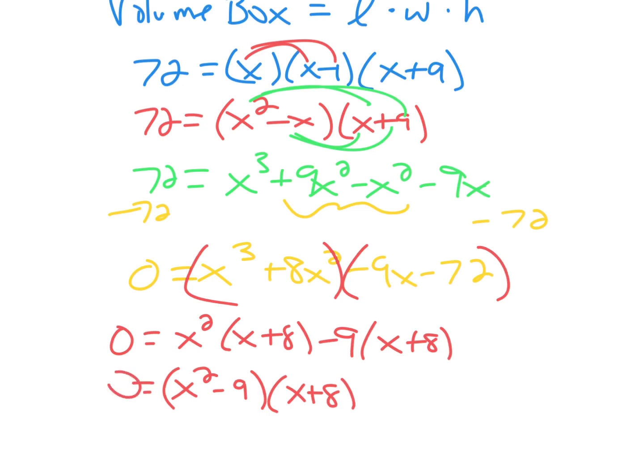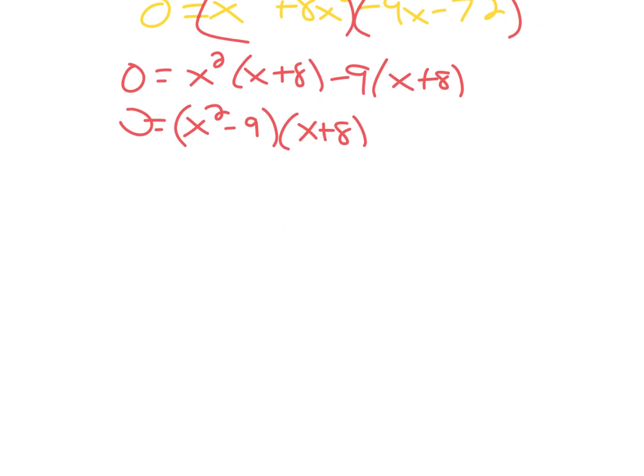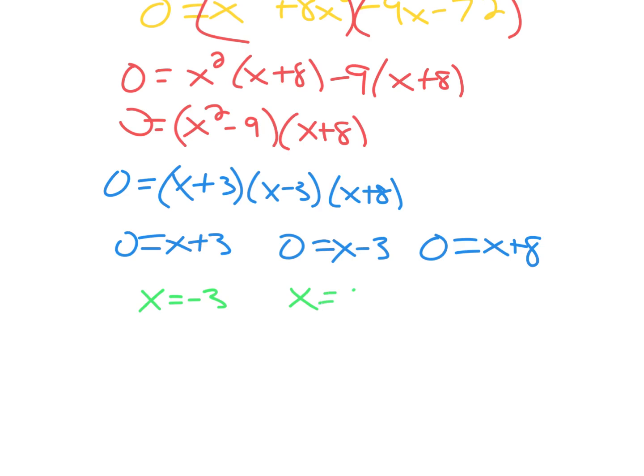And that first binomial factor, the x squared minus 9, is a perfect square. We can factor that one more step to x plus 3, x minus 3, right? Factoring completely equals 0. And then we set each factor equal to 0. So 0 equals x plus 3, 0 equals x minus 3, and 0 equals x plus 8. And when I subtract 3, I get x equals negative 3. I add 3, x equals 3. And subtract 8, x equals negative 8.